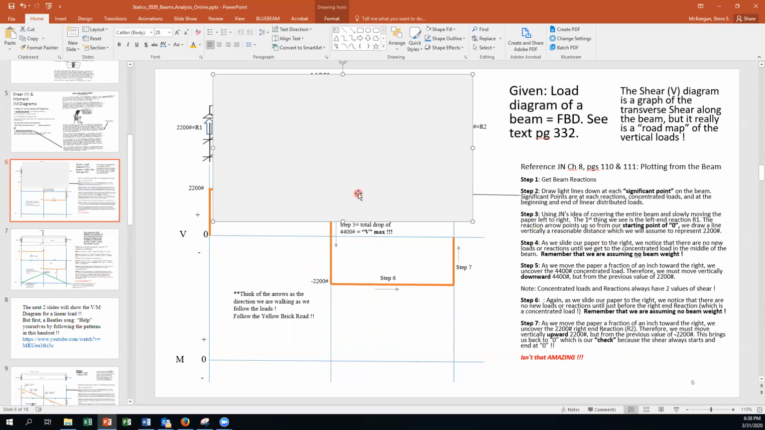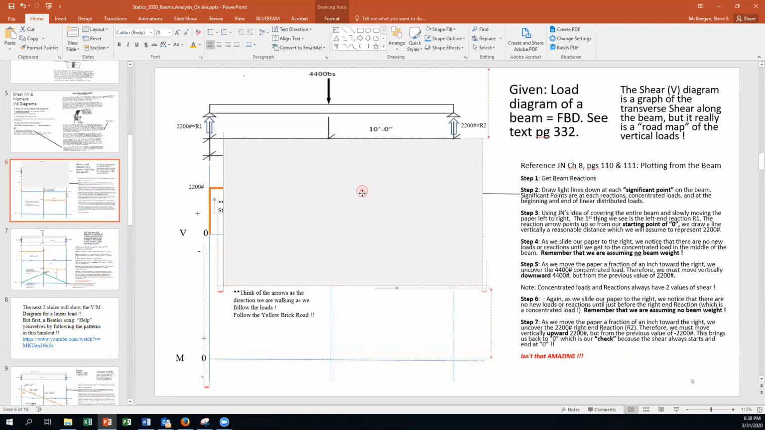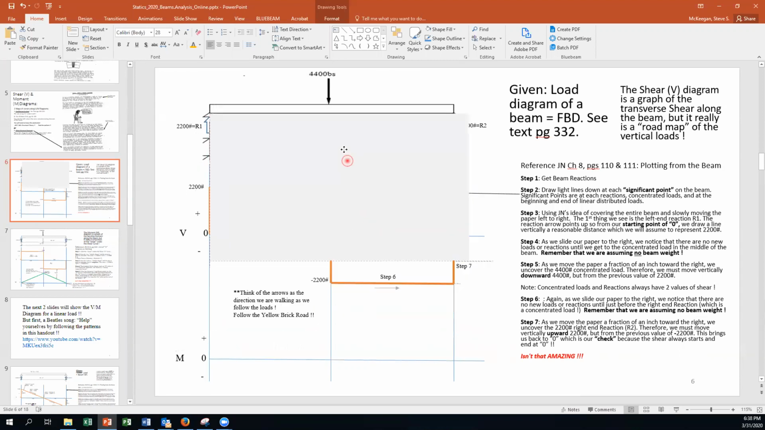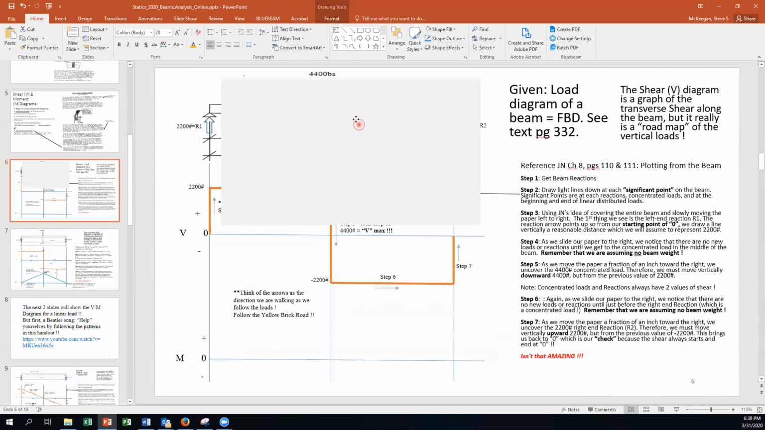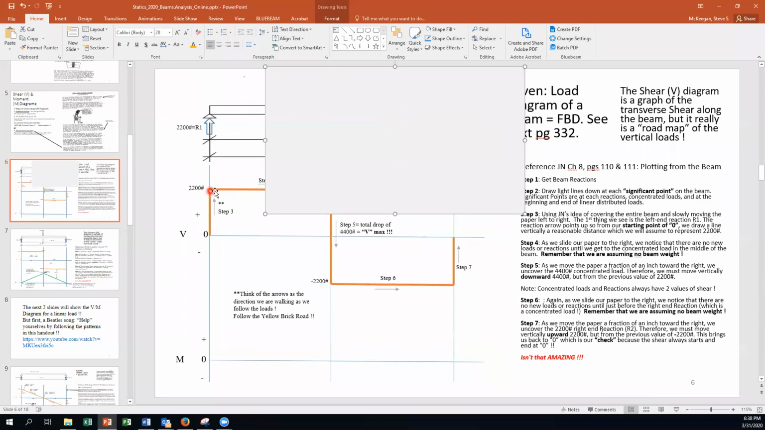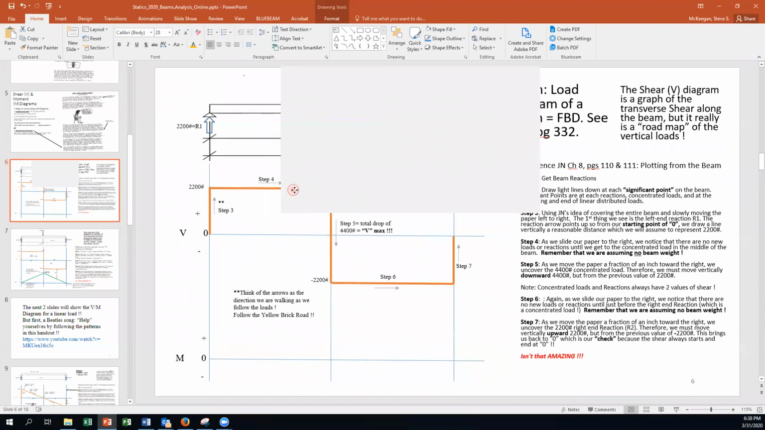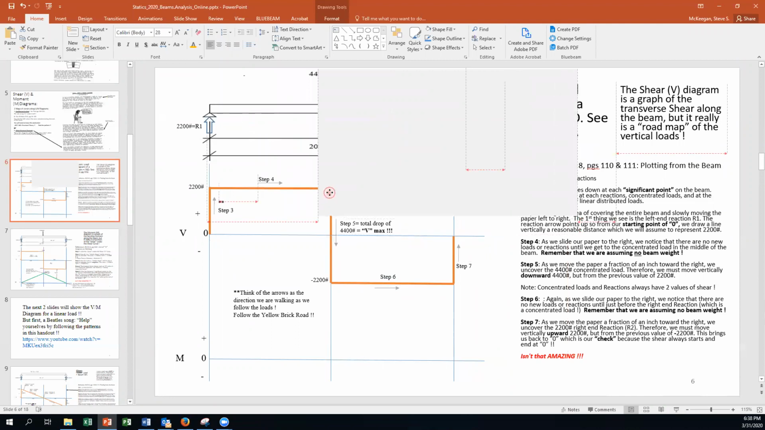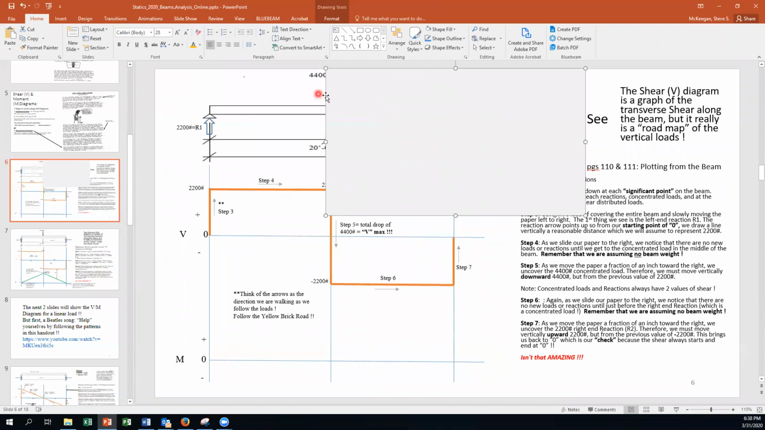The next step, number 4, as we slide the paper to the right, we notice there are no new loads or reactions until we get to the concentrated load in the middle of the beam. Don't forget, the first problem is what? There's no beam weight. So I'm moving it, I see nothing. I see no beam weight. So what happens to my shear diagram? It stays constant at 2200, just before I hit that concentrated load, that 4,400 pounder.